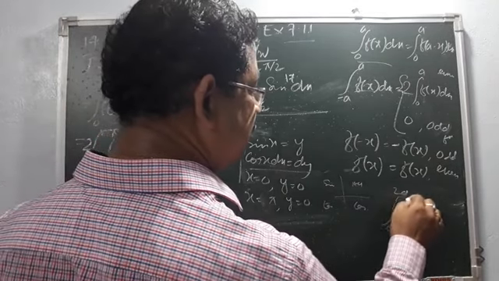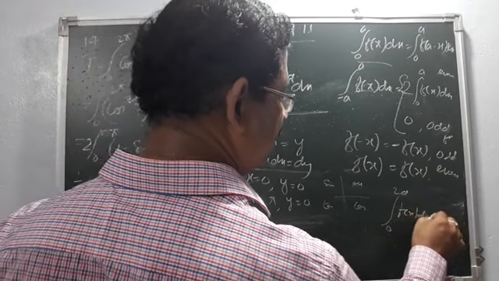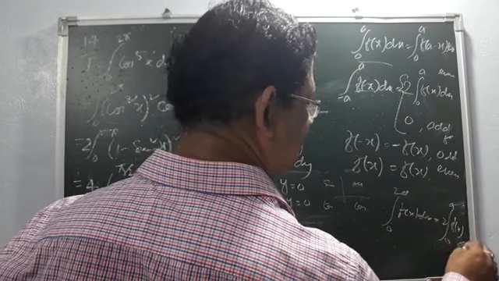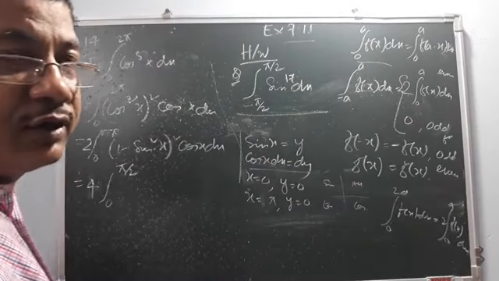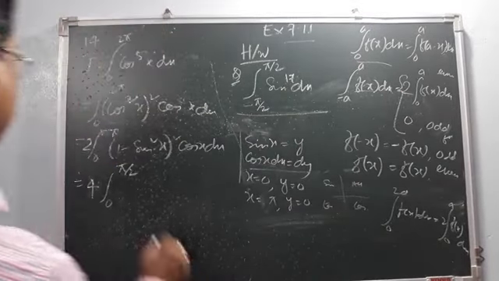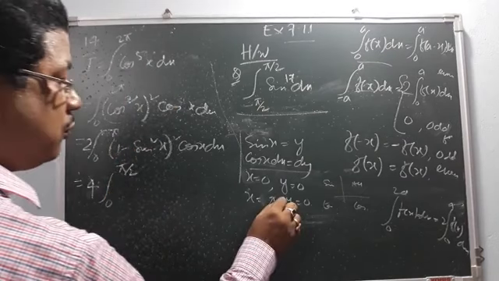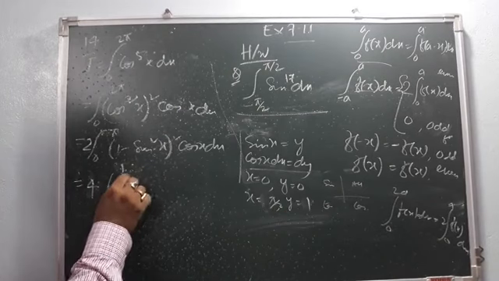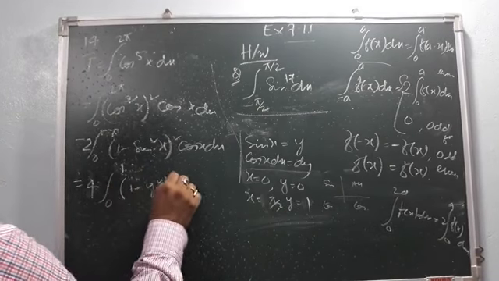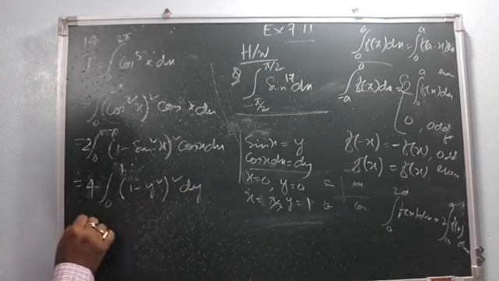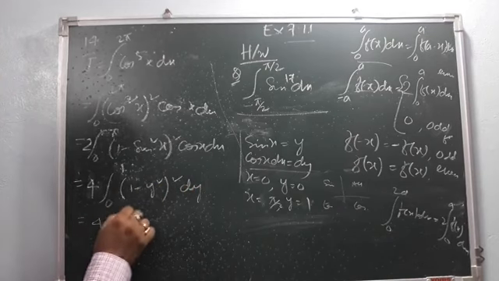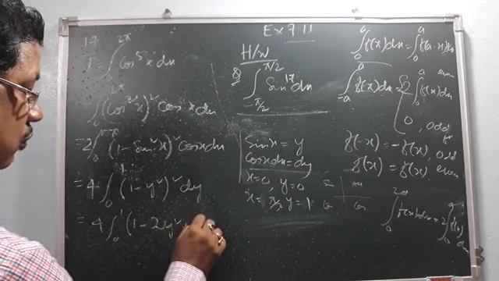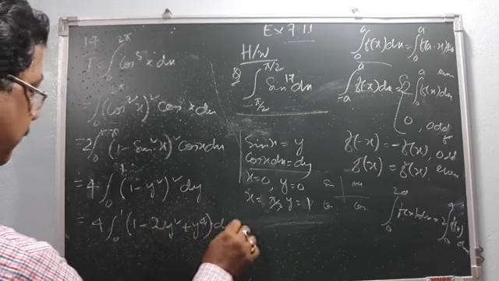The integration from 0 to 2a of f(x) dx, we can write as 2 times the integral from 0 to a of f(x) dx, if f(2a minus x) is equal to f(x). With this we can write, if we put 90, y will be 1. So 0 to 1, (1 minus y square) whole square dy. Ultimately, from 0 to 1, if we expand, 1 minus 2y square plus y to the power 4 dy.